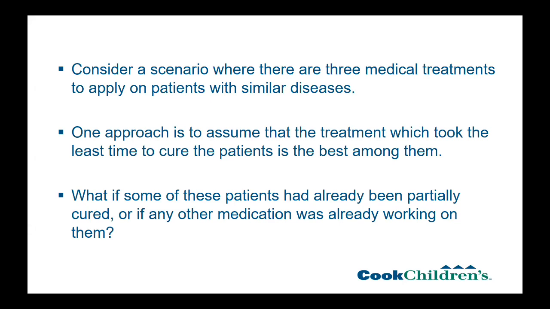Bringing it to a clinical scenario or medical situation where you have 3 medical treatments to apply on patients with similar diseases. One approach is to assume that the treatment which took the least time to cure the patient is the best among the 3 options. But the question is, what if some of these patients had already been partially cured, maybe by another medication, or something else is going on that you're not aware of? So how do you really determine which treatment option to go for?